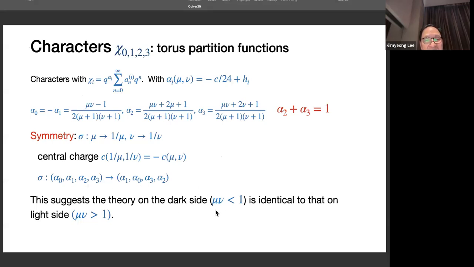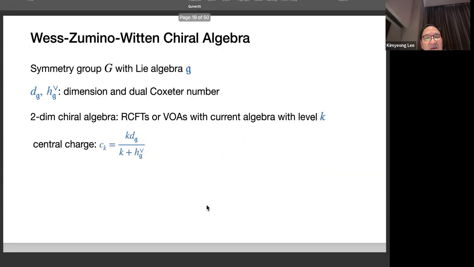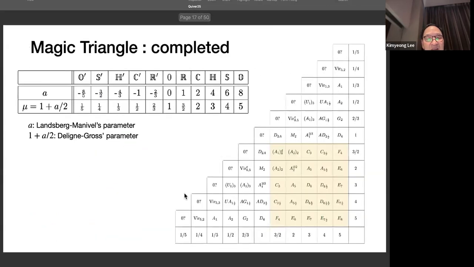So the dark side, which is mu times nu smaller than 1, sounds identical to the bright side, which is mu times nu bigger than 1, because this reflection exchanges the two regions. So this part of the triangle is mu times nu smaller than 1, and maybe there's some way to give it a meaning.